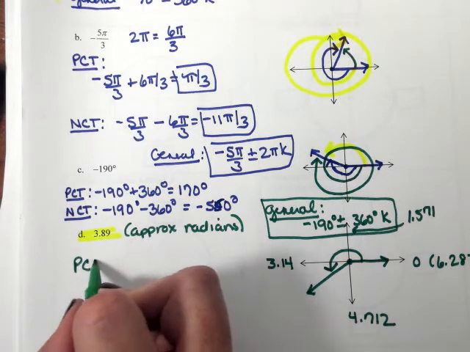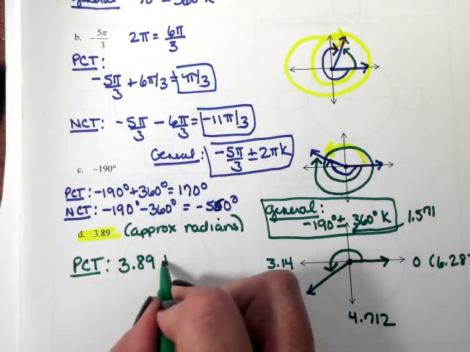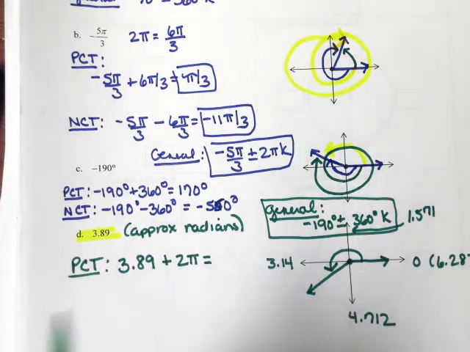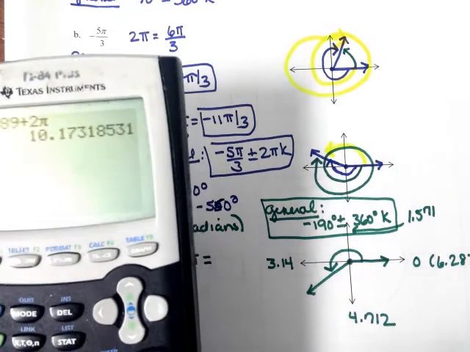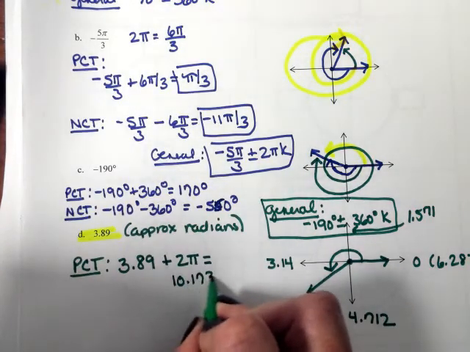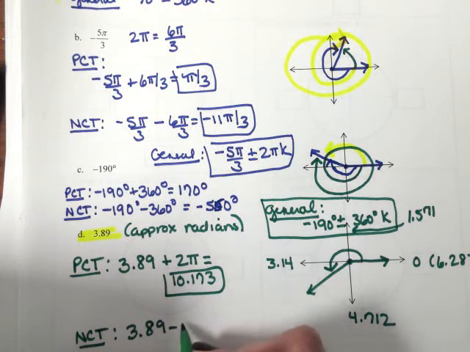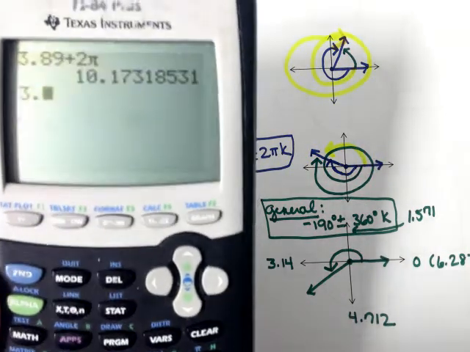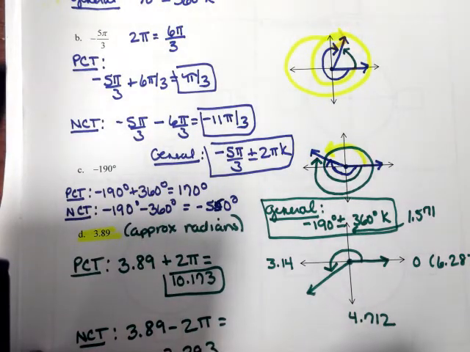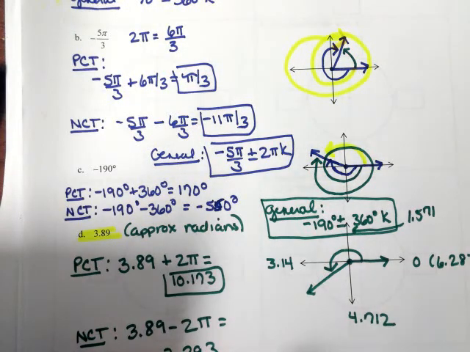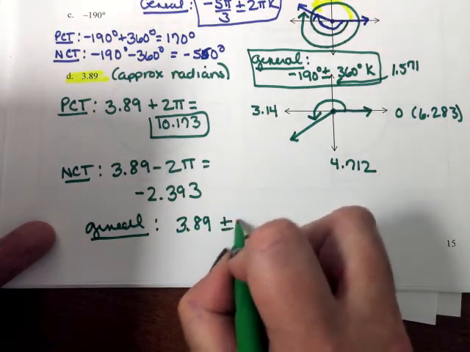So to find my positive coterminal angle, this would be a calculator question. I would take 3.89 and I'm going to add 2 pi, but I'm going to multiply it out on my calculator. 10.173. My negative coterminal angle is going to be 3.89 minus 2 pi, negative 2.393. And then my generalization is going to be found by taking 3.89 plus or minus 2 pi k.